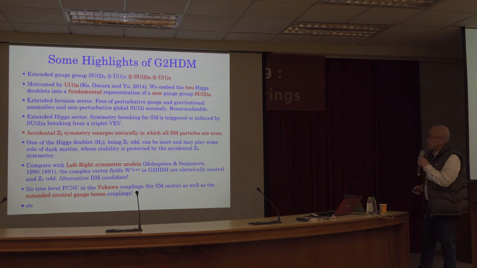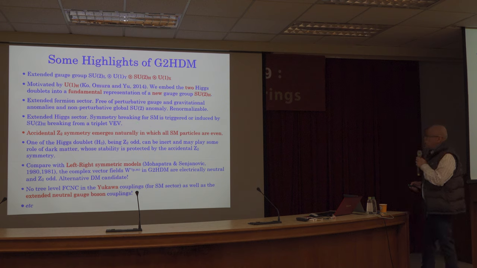We also have an extended fermion sector. I will tell you more later. And an extended Higgs sector, a little bit extended. Basically, we need a triplet of the new factor SU(2)_H and also a doublet of this so-called dark SU(2)_H.